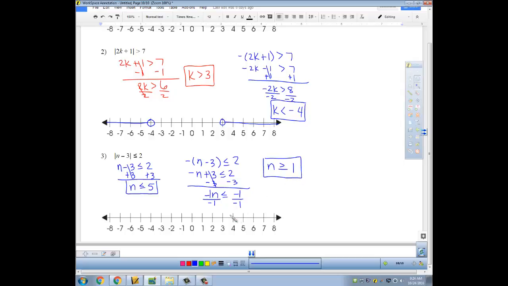So we have a closed circle on 5 going to the left, and a closed circle on 1 going to the right, so you're shading in between.